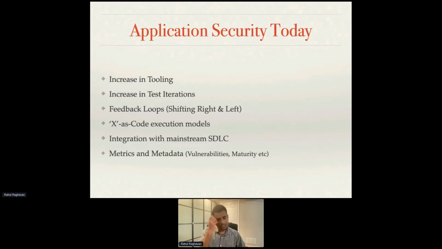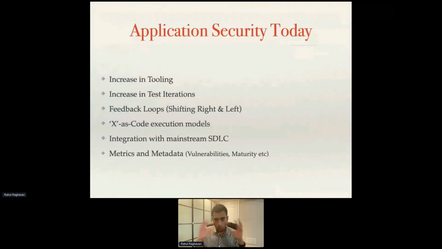But largely, as we speak today in October 2021, certain things you can't ignore. A huge increase in tooling and test iterations, a lot more testing, a lot more automation that's done, a lot more tools that have been brought into the ecosystem.